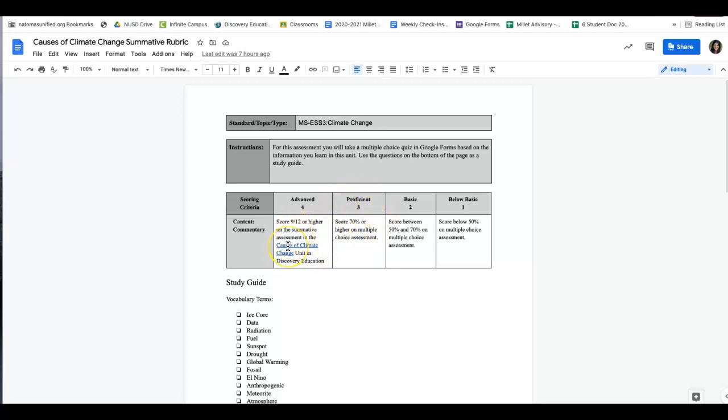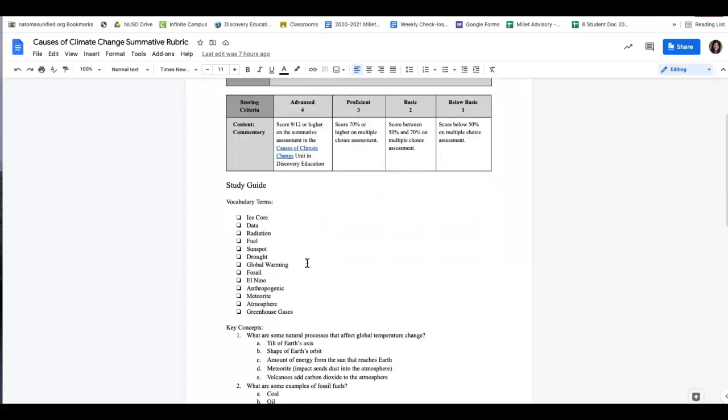And then at the end of this unit, Causes of Climate Change in Discovery Education, there is a summative assessment there. This should look familiar because this is similar to what we've been doing all year. If you have any more questions about that, let me know. And we will have time in class for you to take this if you are trying to score a 4.